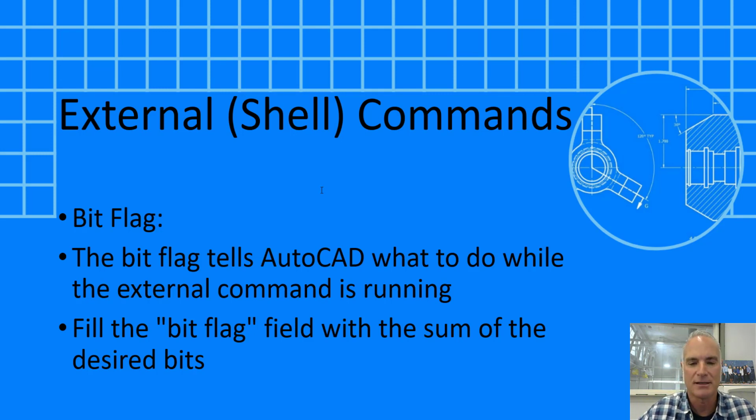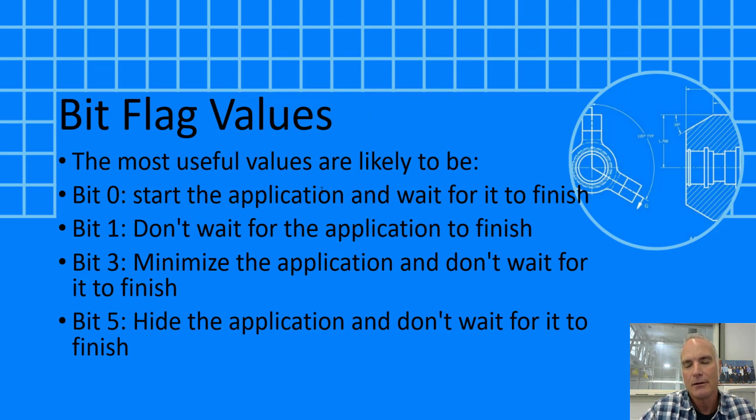And bit flags are basically those things that tell AutoCAD what it's supposed to do while the other program is running. Not to get too far into it, but there are like 16 different values that the bit flag can be, but probably you're going to use 0, 1, or 8. Basically, 0 starts the new application and waits for it to finish. I don't want that because I don't want to be locked out of AutoCAD while I'm trying to use Microsoft Excel. So I'm not going to choose 0. But what I'm going to do is use bit 1, which will not wait for the application to finish. It'll launch Excel, and it won't wait for it to finish. So I'll be able to use Microsoft Excel and AutoCAD at the same time.